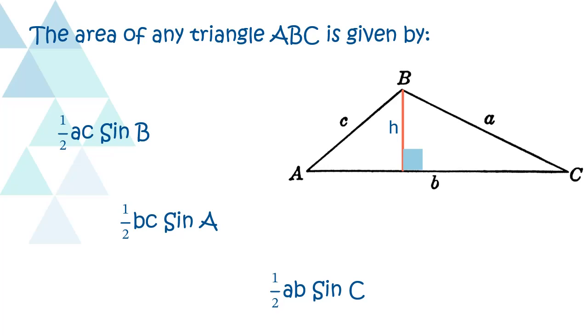So, to find the area of any triangle without using the height, you need an angle and its two sides. In other words, two sides and the angle between them.